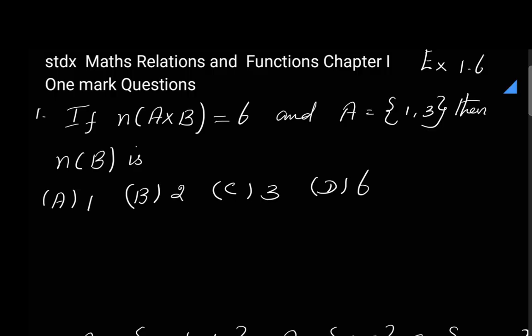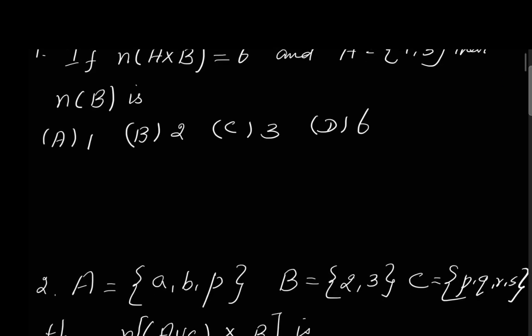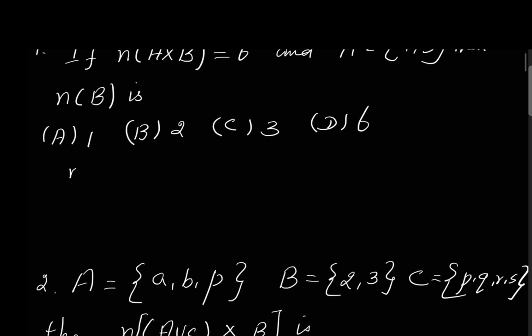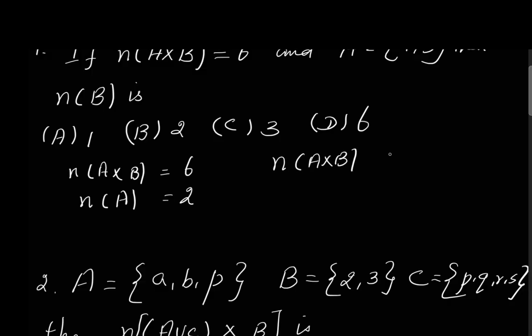1.6. First sum. If n of A cross B is equal to 6 and the set A contains the elements 1, 3, then what is n of B? Options are given. See, n of A cross B is equal to 6. Also given, we need only the number of elements in A. Number of elements in A is 2. So n of A cross B is equal to n of A times n of B. It's the formula. The answer is 6.